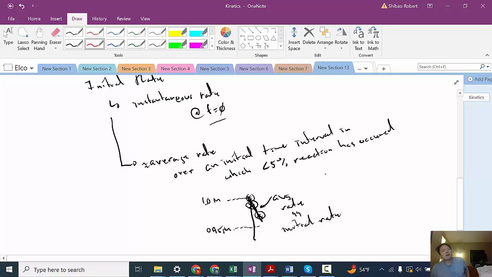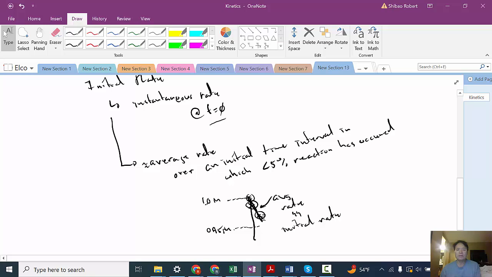So for example, if we started off with 1.0 molar and we end up at 0.95 molar, that's about 5% reaction there. And so we want to make sure that less than 5% reaction has occurred. And looking here, less than 5% reaction has indeed occurred.